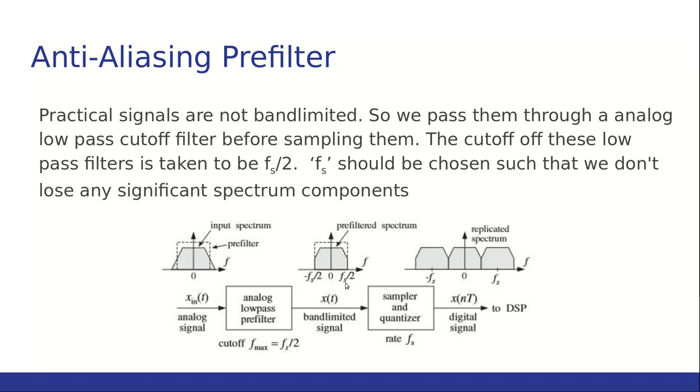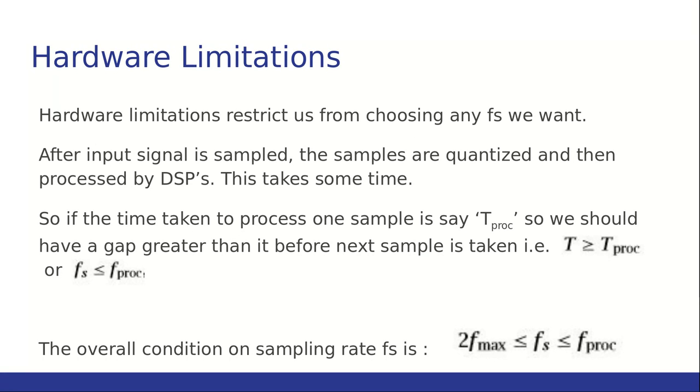The cutoff of these filters is said to be fs by 2. Hardware restrictions prevent us from choosing any fs we desire. Just like the sampling theorem provides us with a lower bound on fs, which is twice the maximum frequency present in the signal, the hardware limitations provide an upper bound. So let's see how.